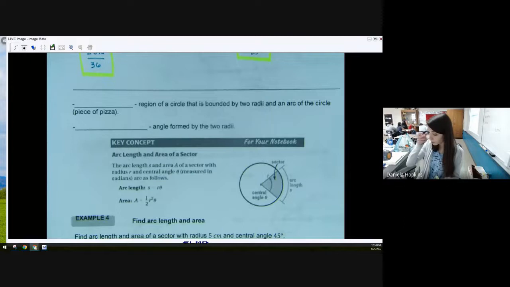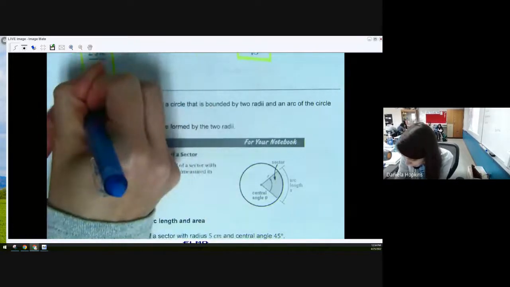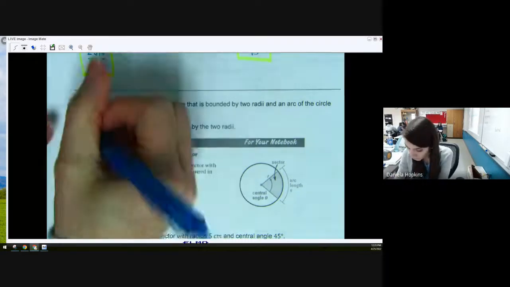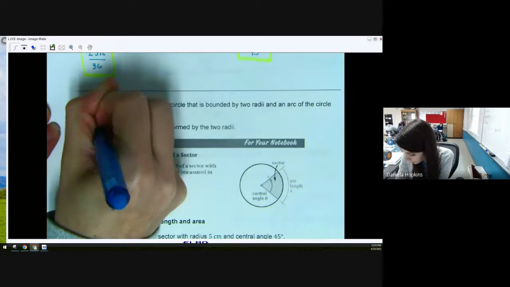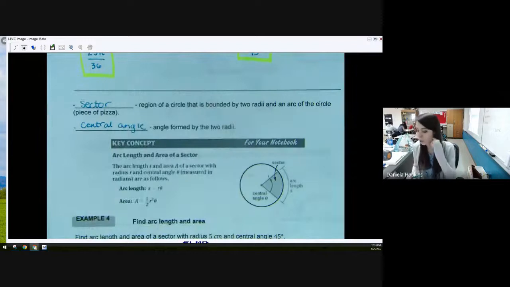Since we're dealing with radians, let's talk about arc lengths and areas of a sector, and what the heck a sector is. A sector is a region of a circle that is bounded by 2 radii and an arc of the circle. Think like a piece of pizza. And the central angle is the angle formed by the 2 radii. So this isn't necessarily where you have the x-axis as your 0 degrees. It's just a central angle kind of anywhere.